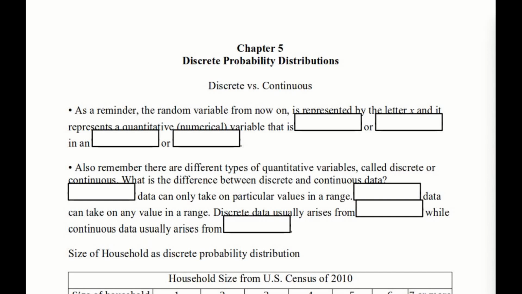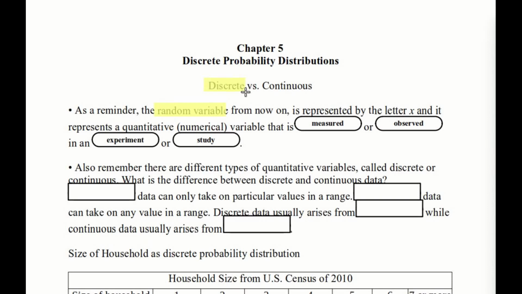First thing that we want to remind ourselves of is the random variable. We're going to refer to the random variable as x, and it's going to represent the quantitative variable, that is a number, that is measured or observed from an experiment or a study. We also want to remind ourselves of the difference between discrete and continuous. This is basically the difference between Chapter 5 and Chapter 6. Chapter 5 is discrete. Chapter 6 is our first look at continuous distributions.